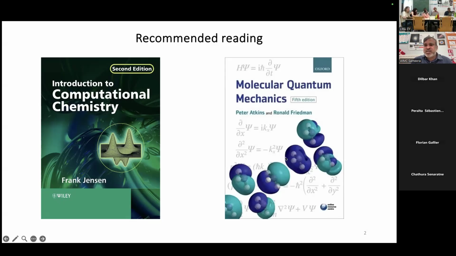And this is Molecular Quantum Mechanics by Atkins. This book is very good to learn basic molecular quantum mechanics. So this is also free, if I remember correctly, and you can download it from the internet.